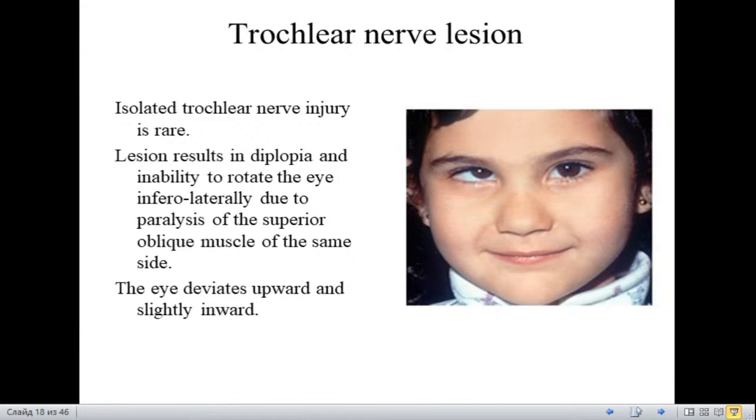Trochlear nerve lesion, actually isolated lesion, happens very rarely, and the lesion causes diplopia because one eye on the affected side is rotated abnormally. The patient can't focus the sight on an object, resulting in diplopia.